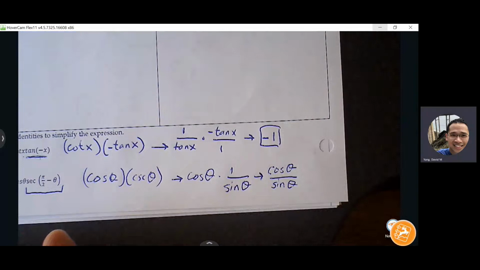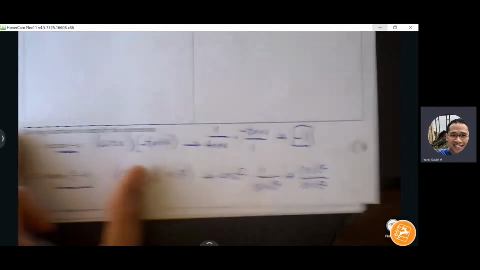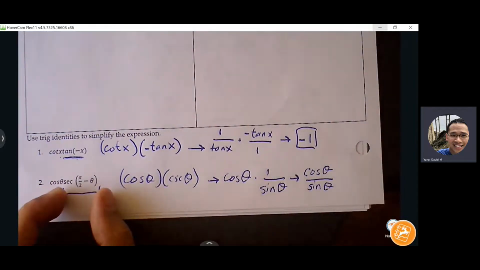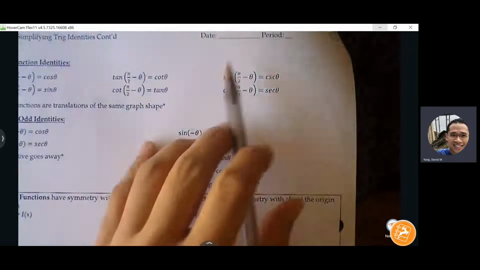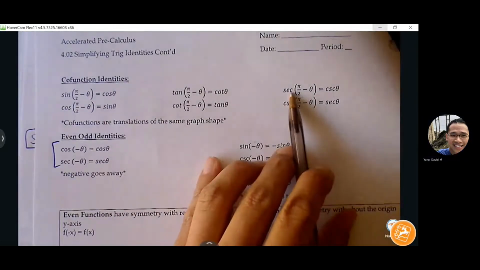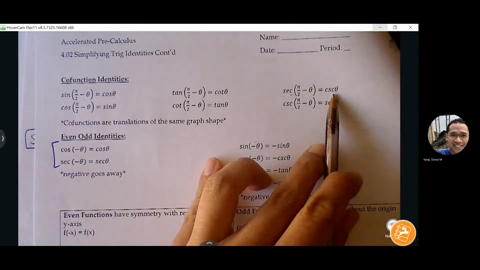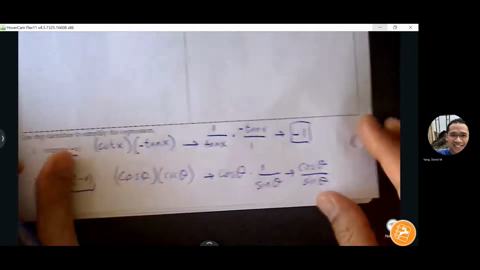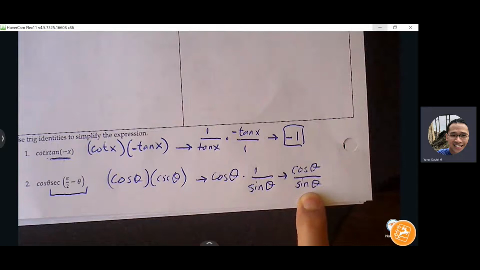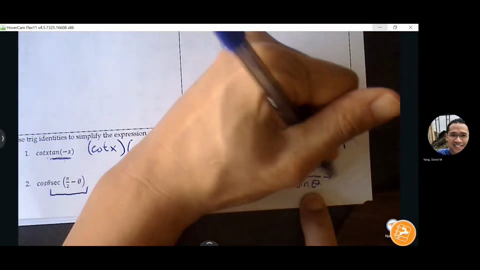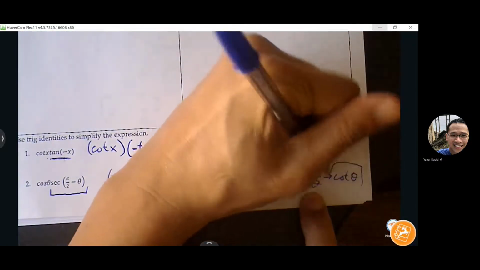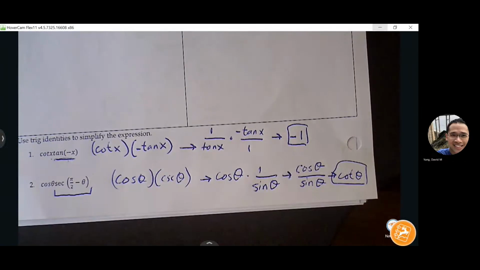Questions? What happens to pi over 2? Well, we have a perfect substitution for secant of pi over 2 minus theta. If you look up at the cofunction identities, secant of pi over 2 minus theta can be completely replaced with cosecant. Right, what'd you say? Cosine over sine is the same thing as cotangent.